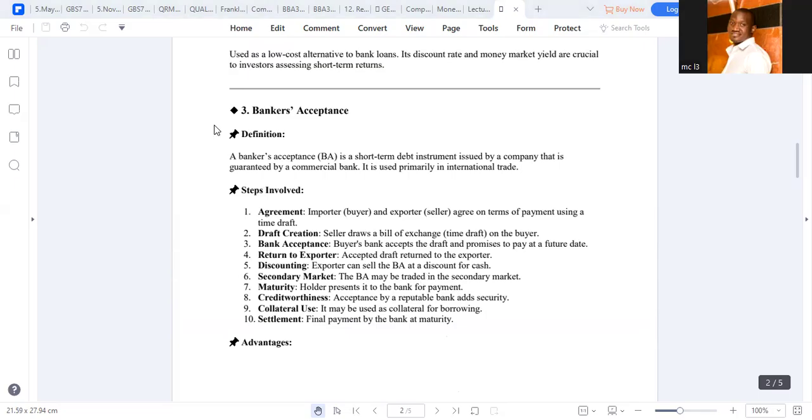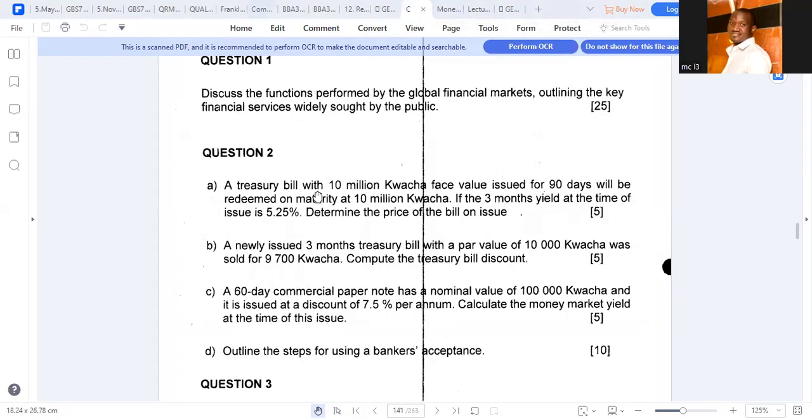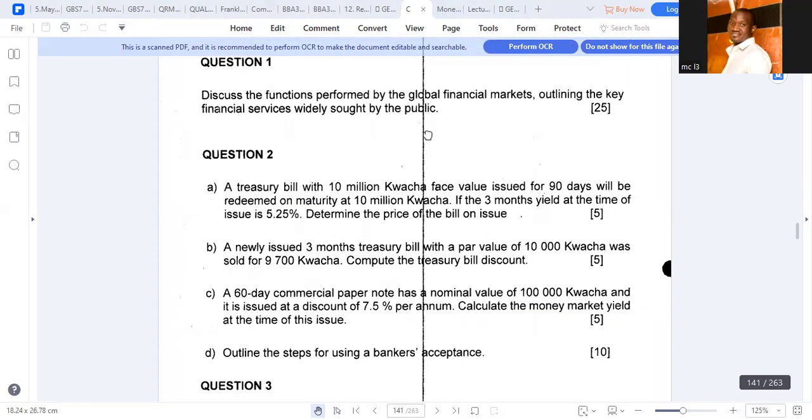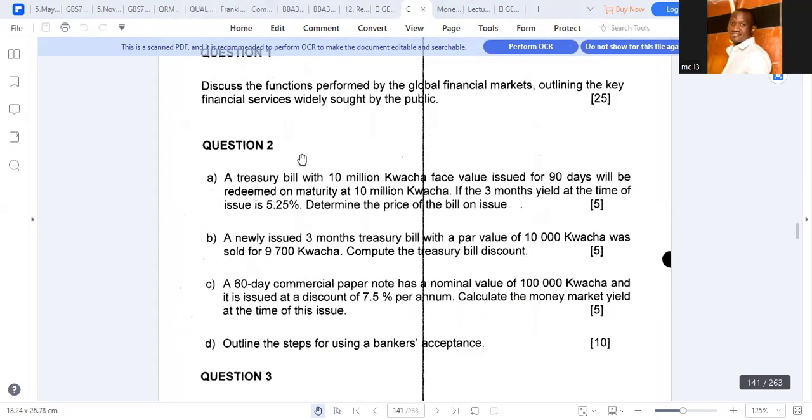Now, let's quickly look at some exam papers regarding that. We already did question number 1 in the previous lecture. Let's look at question number 2. A treasury bill has a 10 million kwacha face value, issued for 90 days, and will be redeemed on maturity at 10 million kwacha. If the 3-month yield at the time of issue is 5.25, determine the price of the bill, 5 marks.